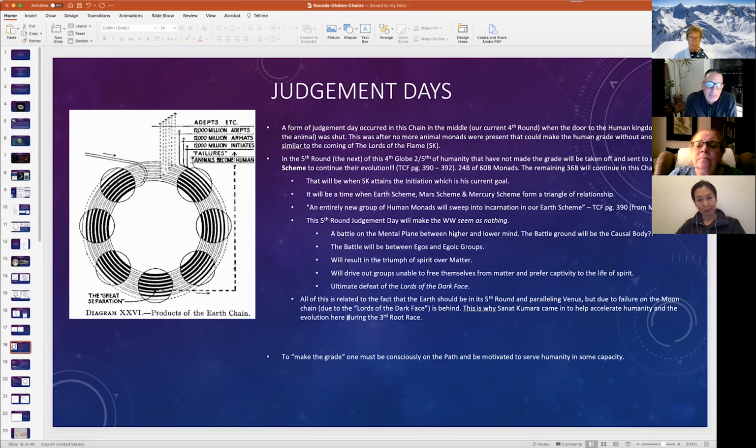So what does he say about that? I just put a little note in here. That's discussed in Treatise on Cosmic Fire, pages 390 to 392. And DK does say some stuff about it. He says that at that point in time, it's when Sanat Kumara will attain the initiation, which is his current goal.